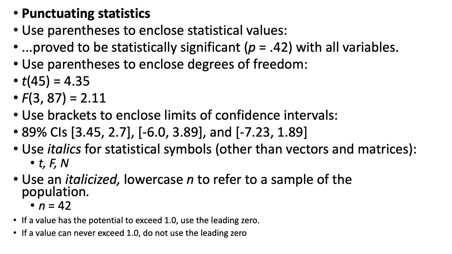Use an italicized and lowercase n to refer to the sample size. Uppercase N refers to the population size. So that would be 8 billion humans. If a value has the potential to exceed 1, use the leading 0. So Cohen's d, you've got to use the leading 0. If a value can never exceed 1, do not use the leading 0.